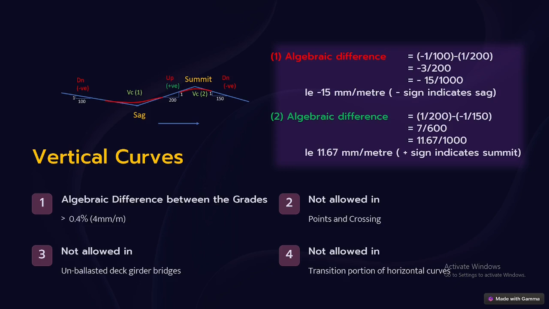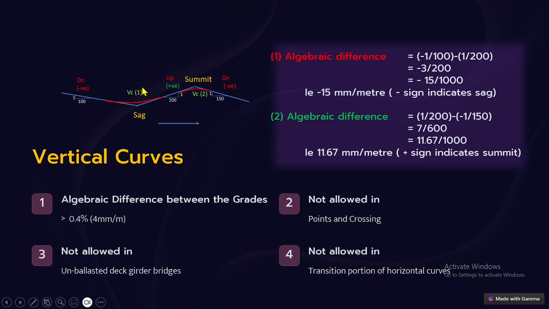What is the algebraic difference? You see here, this is a 1 in 100 grade, and this is a 1 in 200 grade. We have to take the algebraic difference. Normally, for the down gradient we put a negative sign, and for the up gradient, the rising gradient, a positive sign. The falling gradient is negative. So we take the difference with the sign; it is called the algebraic difference.